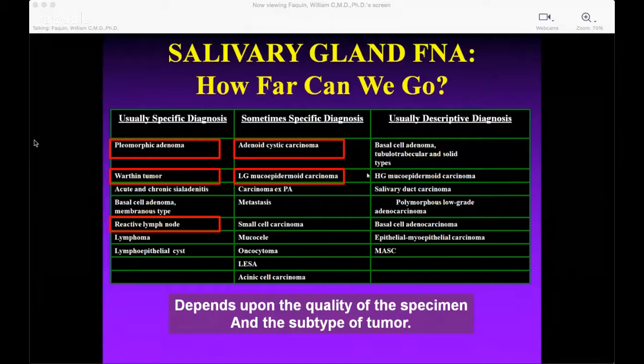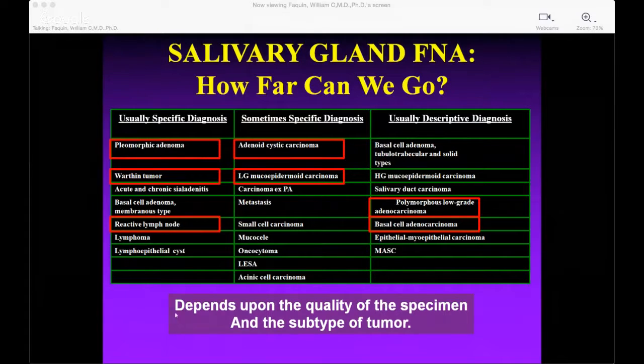and sometimes we can't. There are other lesions where I'm almost certain from the get-go that I'm probably going to have to make a descriptive diagnosis. That includes some of the low-grade tumors, such as polymorphous low-grade adenocarcinoma, basal cell adenocarcinoma. There are many different variants of that. The membranous type, oftentimes we can diagnose, but most of the other types of basal cell adenocarcinoma, we have to put into a category of basaloid neoplasm. So I'm going to talk more about these different items as we move forward and discuss the Milan system.